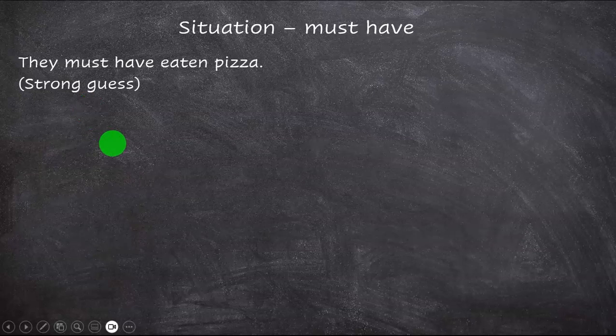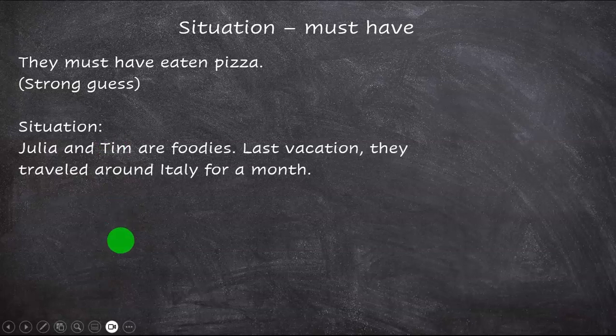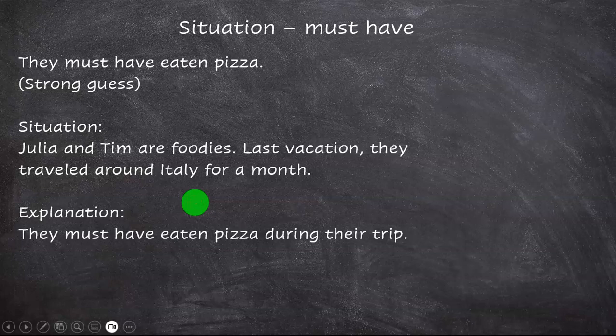They must have eaten pizza. Strong guess. Julie and Tim are foodies. Last vacation, they traveled around Italy for a month. Now, what is Italy famous for? Italy is famous for pizza. Explanation, they must have eaten pizza during their trip. A strong guess, right? They must have eaten pizza during the trip.